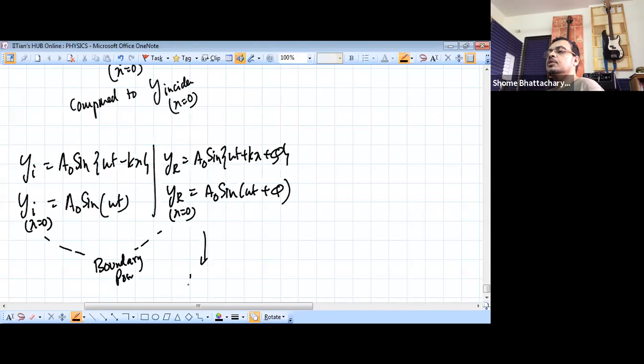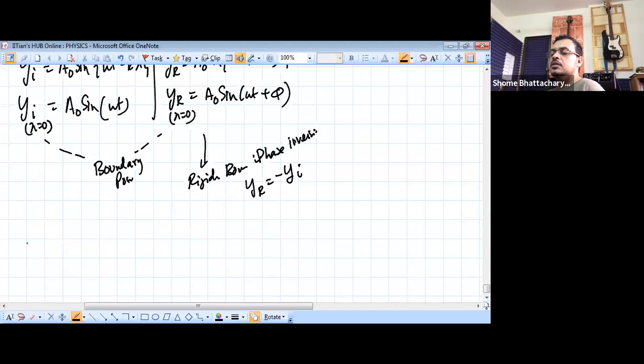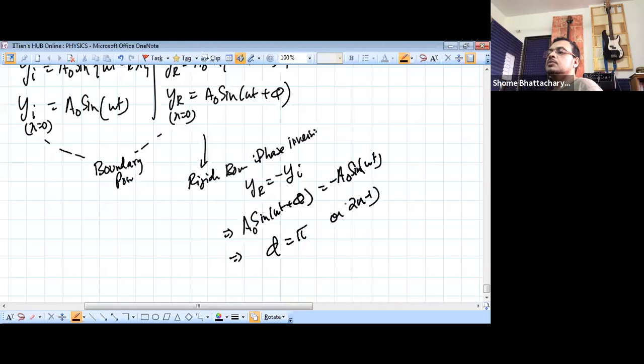Now in case of a rigid boundary, there should be phase inversion. So phase inversion means that the displacement created by the reflected wave should be minus of the displacement created by the incident wave, because the positive pulse should get reversed, the negative pulse should get reversed. Okay? So that means a naught sine omega t plus phi should be equal to minus a naught sine omega t. So that shows you that the phase constant should be pi, or in general you can say (2n minus 1) pi, any odd multiple of pi. But the easy one you get is pi.